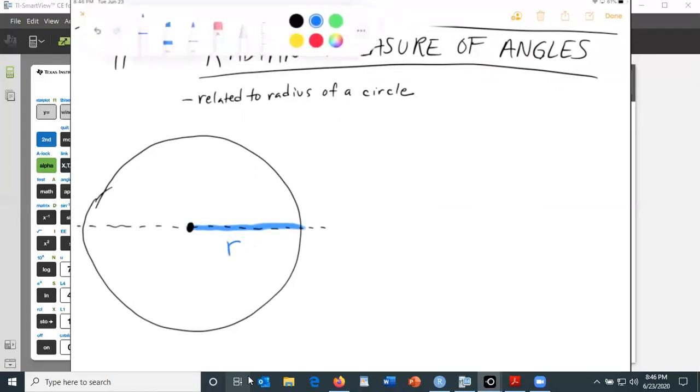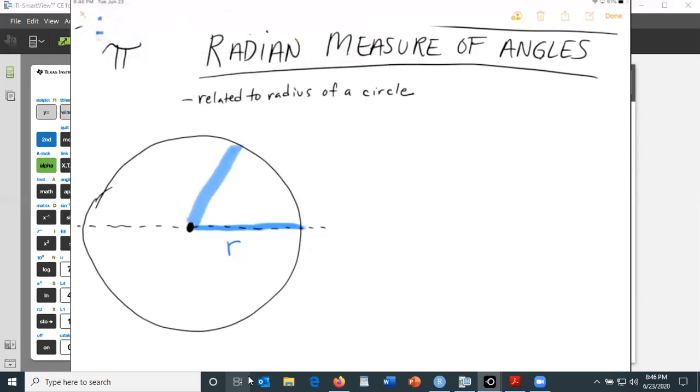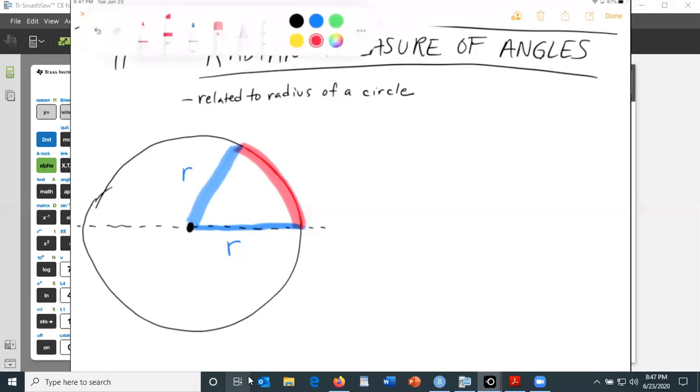And then let's draw the radius another way. Let's draw it here. That's also the radius. And then notice that the radii contain this much of the circle. So it kind of forms like a nice pizza pie. This is what we want to focus on. And we're going to call this S.